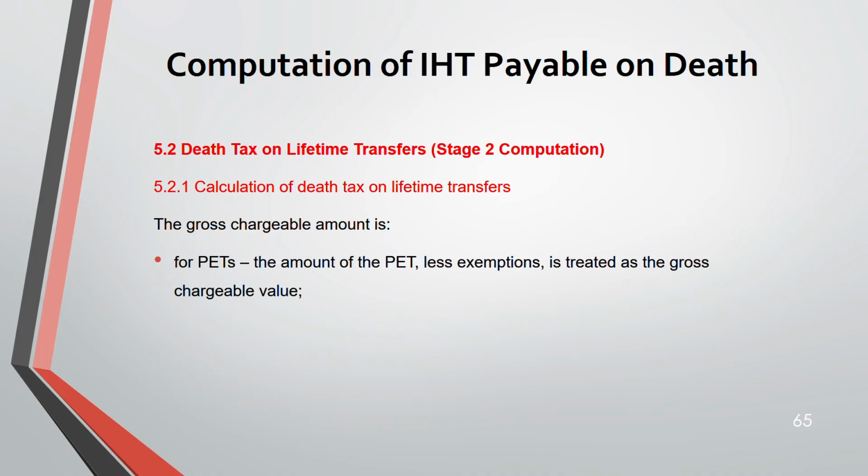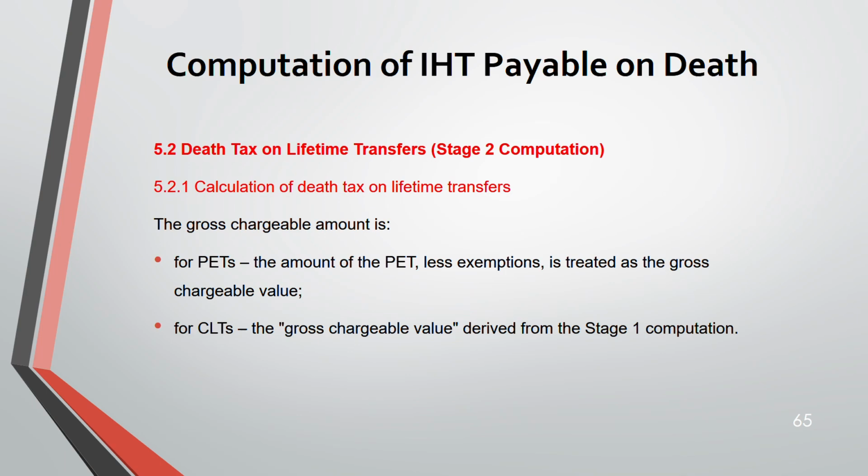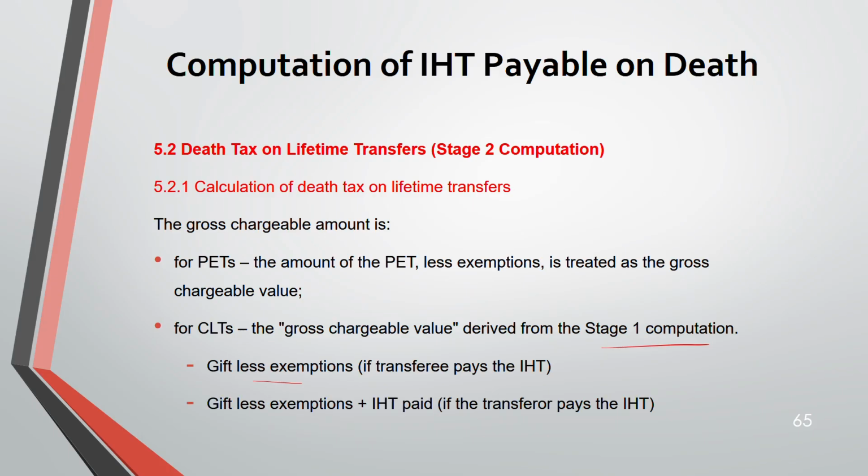Now, so the gross chargeable amount for PET: the amount of your PET less all the exemptions is your gross chargeable value. For CLT, we derive it from the stage 1 computation. We have seen it, right? And if it is the transferee who is paying the IHT, then gift less your exemptions, your annual exemption or any other exemptions if you have, like marriage exemption, small gift exemption, things like that. Then if it's the donor who is paying, the transferor, then your gift less exemption, this is correct. With this you have to add the IHT that you have paid. That is the only difference.